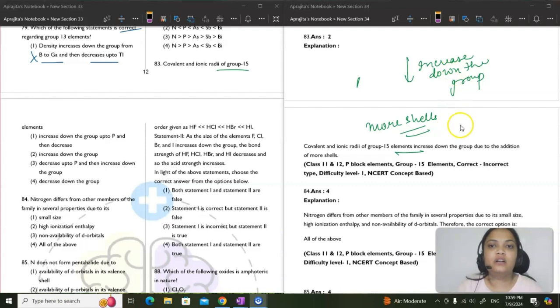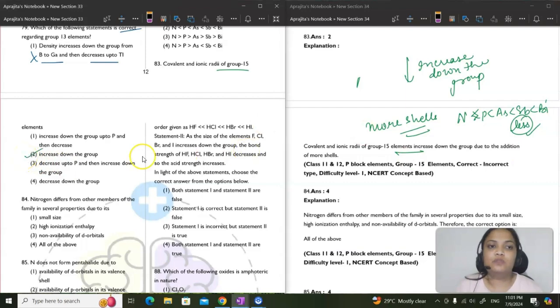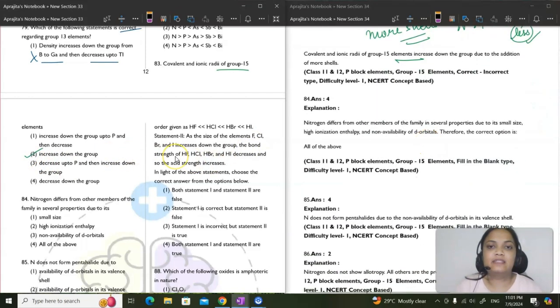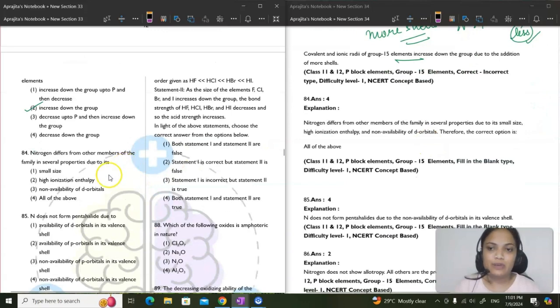Of course, the atomic size is increasing. Covalent or ionic radius increases from nitrogen to phosphorus to arsenic. Okay, and it increases from antimony to bismuth also, but there is a smaller increase because of the fully filled d and f subshells. So of course it is increasing, but increasing less. Okay, so the answer is going to be option number 2, that is, it increases down the group. Now next question is question number 84.